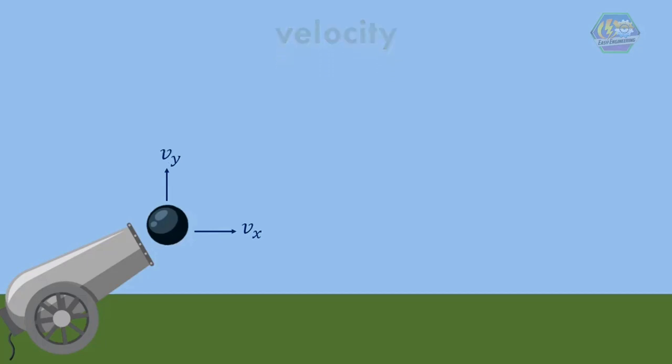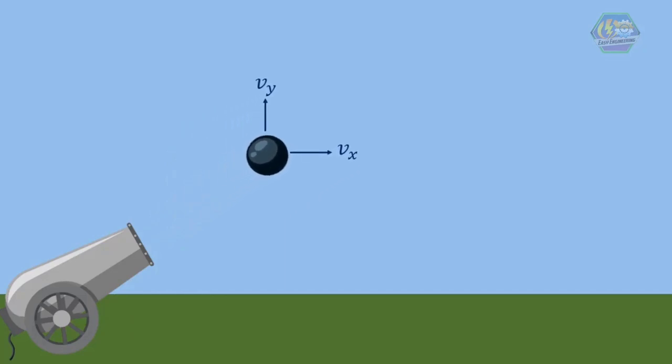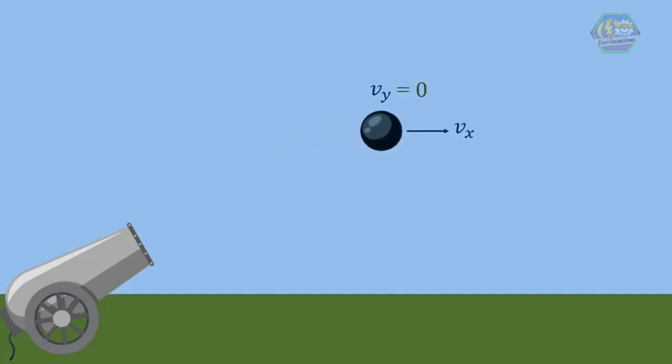When the cannonball moves upward, the velocity in the x direction is constant, the same as its initial value, while the velocity along the y direction is approaching 0. When the velocity along the y direction is equal to 0, the cannonball is at its maximum height from the ground. The cannonball continues its parabolic path.